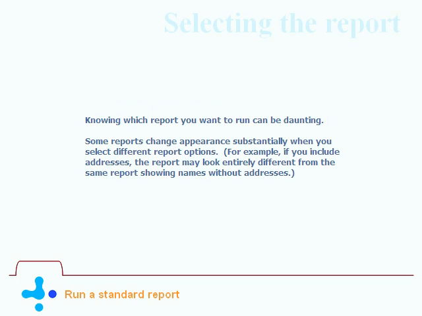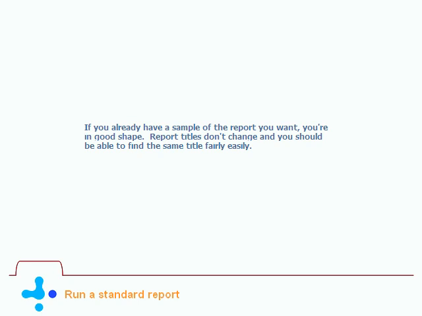Knowing which report you want to run can be daunting. Some reports change appearance substantially when you select different report options. For example, if you include addresses, the report may look entirely different from the same report showing names without addresses. If you already have a sample of the report you want, you're in good shape. Report titles don't change, and you should be able to find the same title fairly easily.